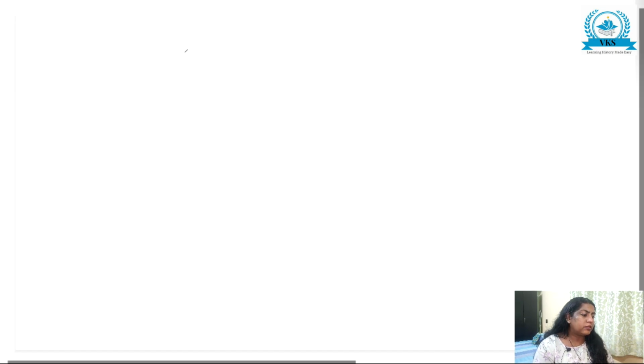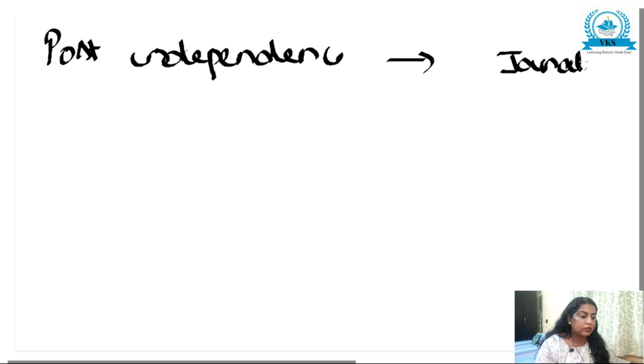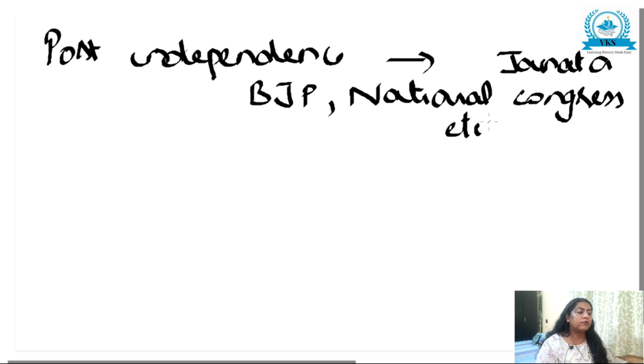Now, in the post-independence period, that is after independence, you can see the Janata Party, the Bharatiya Janata Party, the National Congress Party, etc. Like that, many other parties have also grown according to the needs of the time. So that was the basic history of how these different political parties came into existence in our country. Now we were discussing the nature of political party.